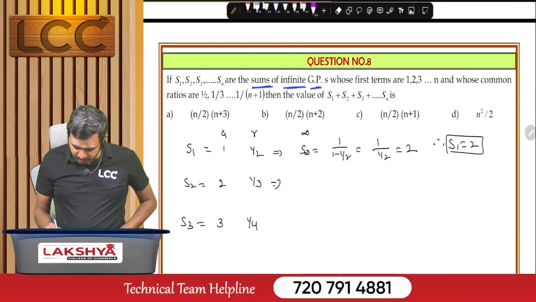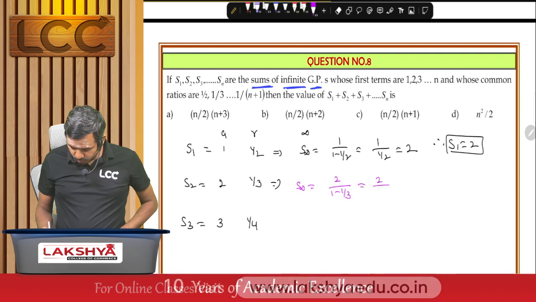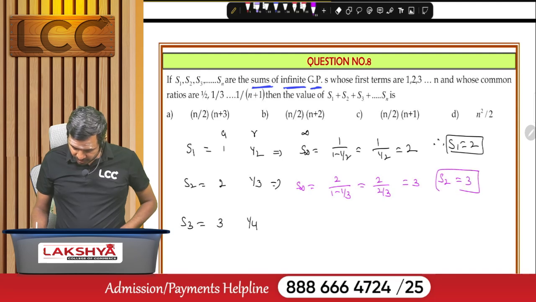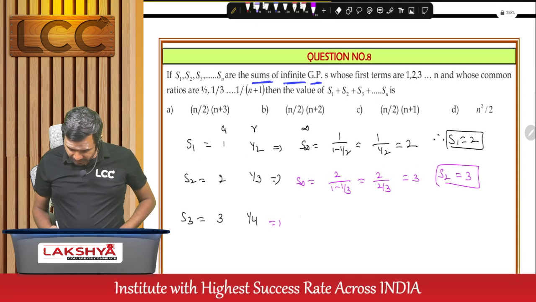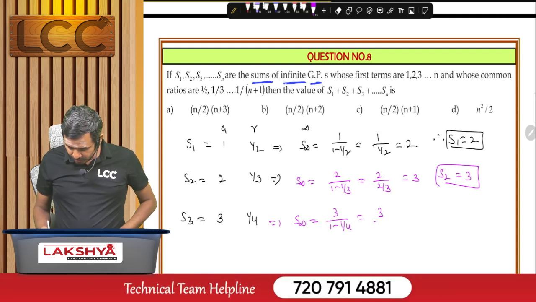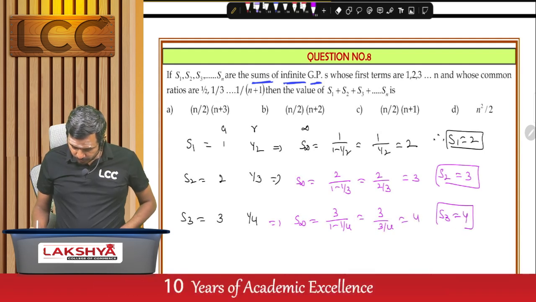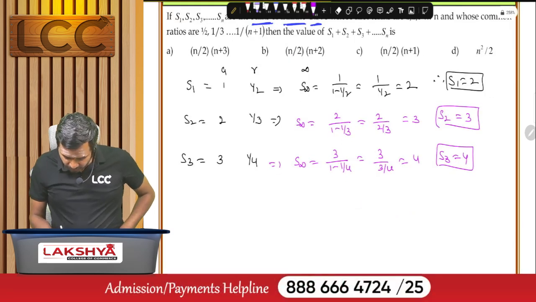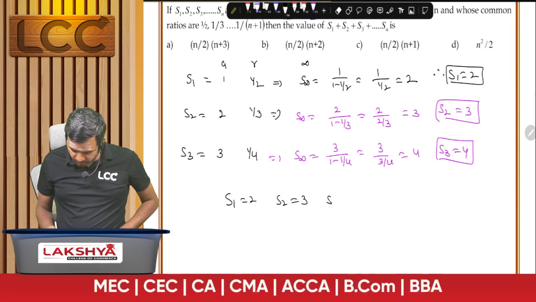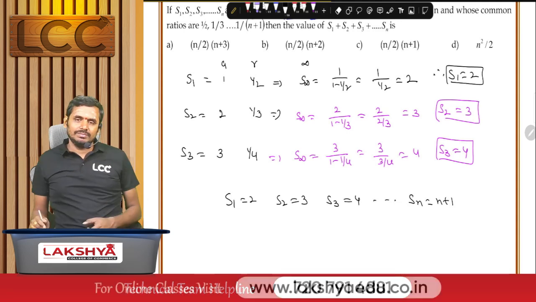Similarly, in this case S infinity value is 2 by 1 minus 1 by 3, that is 2 by 2 by 3, which is equal to 3. Similarly, S2 value is 3. Now I am calculating S3. S infinity is equal to 3 by 1 minus 1 by 4, 3 by 3 by 4, which is equal to 4. S3 is equal to 4. And therefore, the values we are getting are S1 is equal to 2, S2 is equal to 3, S3 is equal to 4, and so on. Sn is equal to, remember, n plus 1.